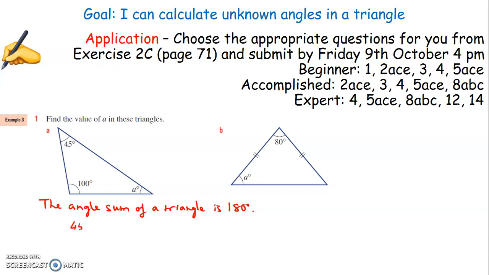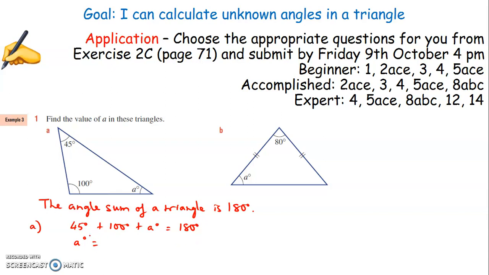So for A, we have 45 degrees plus 100 degrees plus A here. We don't know what that is yet. That would give us 180. So how do we work out A? If you remember from year 7 about solving linear equations, then you probably know what to do already. But if you forgot about it, it's really easy. See how we got 45 plus 100 plus A is 180.